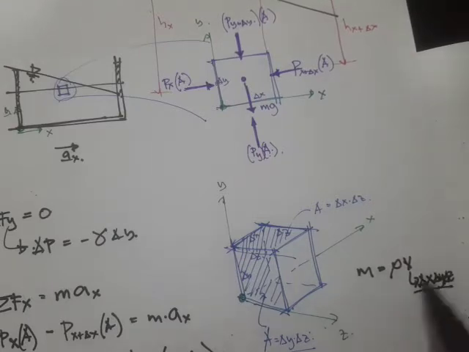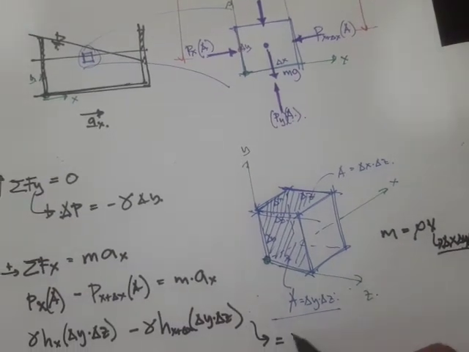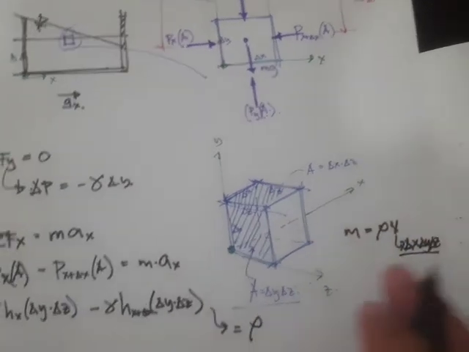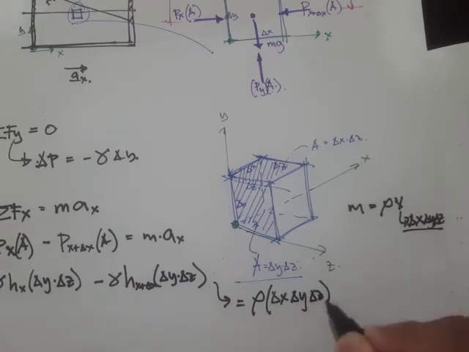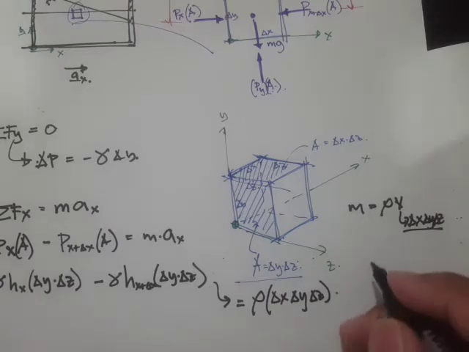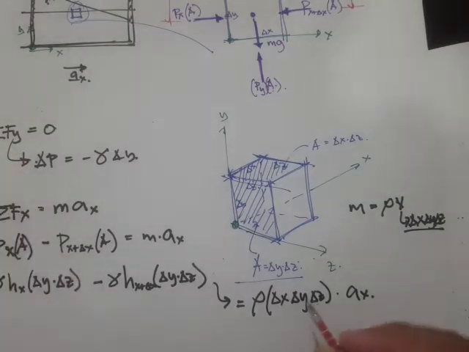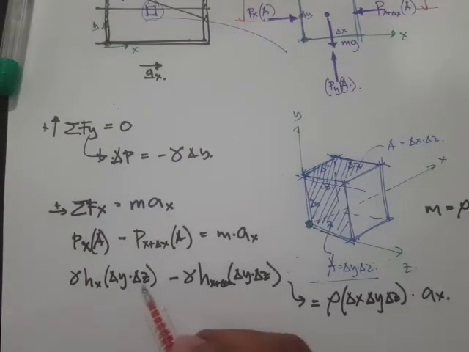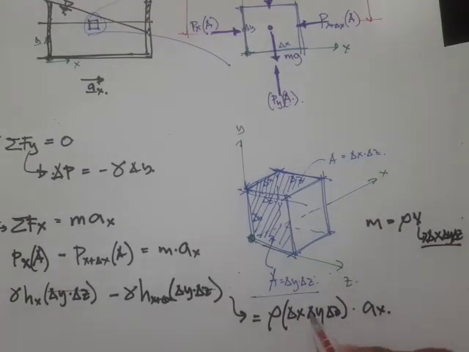Okay, so that's the volume of the cube, which is delta x times delta y times delta z. If we substitute the values here, what we get is rho times the volume, delta x times delta y times delta z, times the acceleration along the x-axis. Since we have delta y times delta z in all terms, we can simply cancel this out.